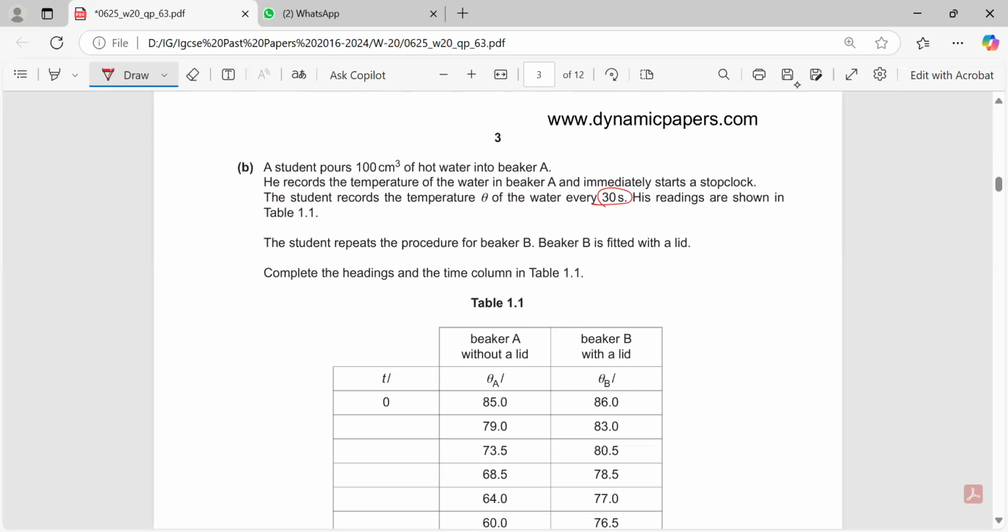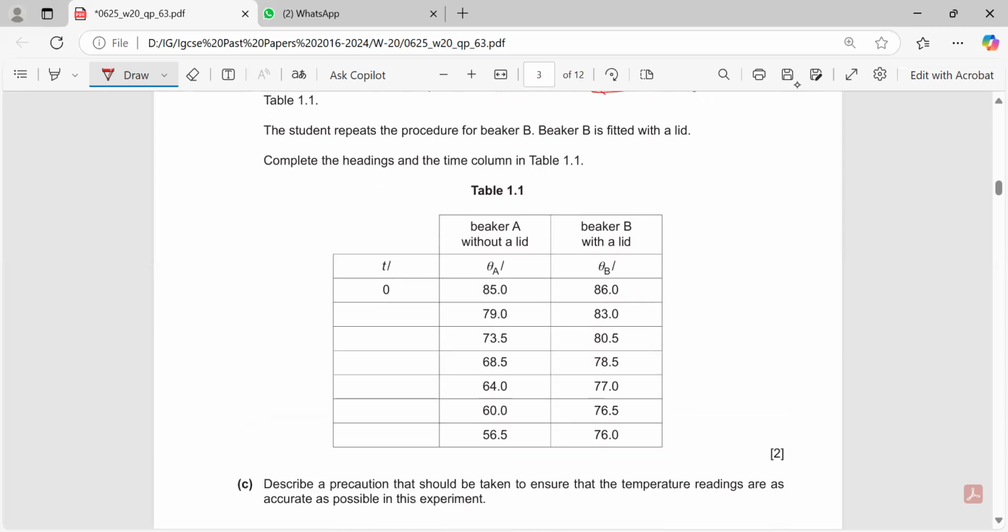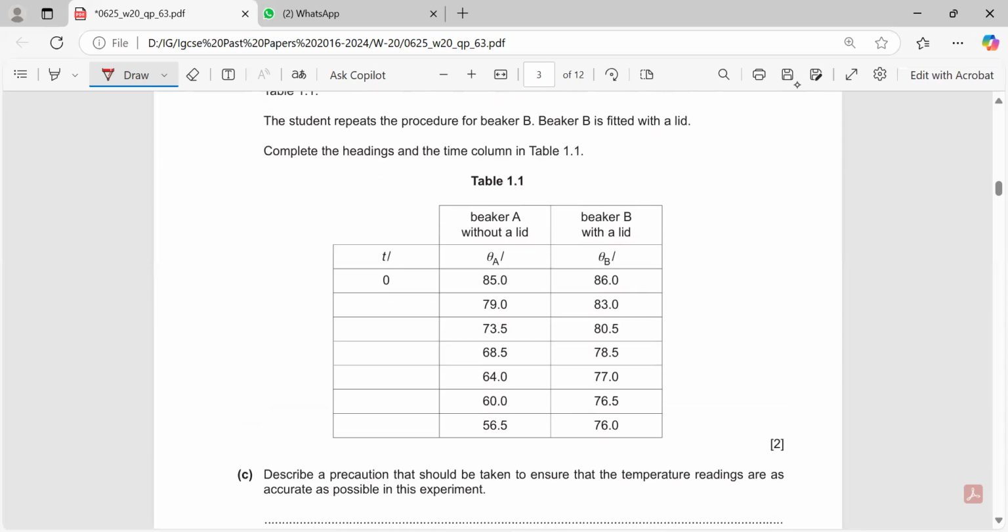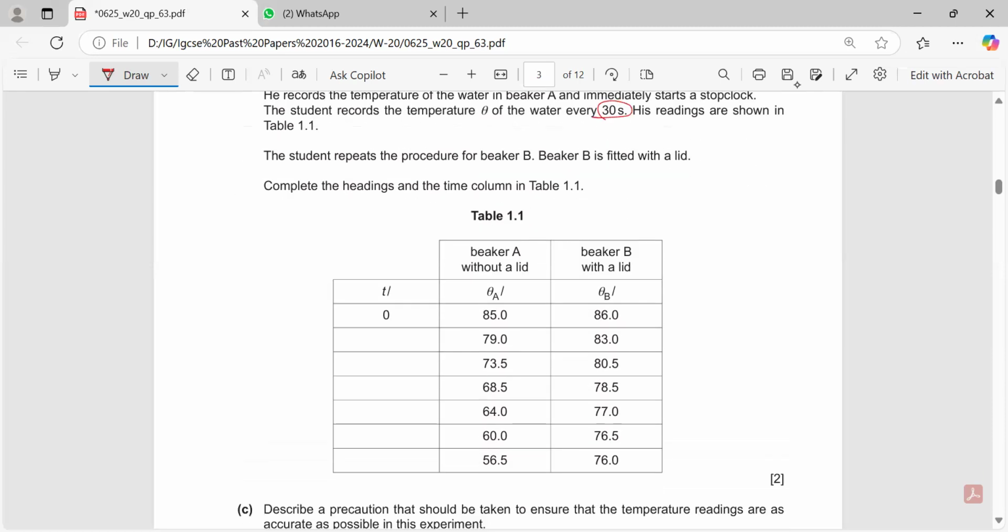The student repeats the procedure for beaker B. Beaker B is fitted with a lid. Complete the column headings and the time column in table 1.1. Time is already mentioned in seconds, so we will say time is in seconds. Temperature is in degrees Celsius. In both the beakers, temperature is measured in degrees Celsius.